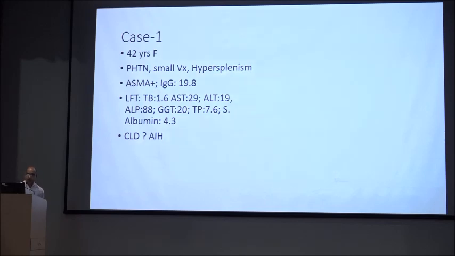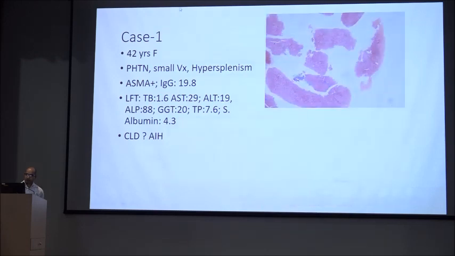Now, coming to the first case, this is a 42-year-old female. She had portal hypertension, small esophageal varices, and hypersplenism. ASMA was positive and IgG was raised. LFT was relatively normal, and the clinical diagnosis was CLD, query AIH. And this is her liver biopsy, a fragmented liver biopsy. You can see multiple fragments, and they are not showing any inflammation, no steatosis, no fibrosis. So it is a relatively silent biopsy.